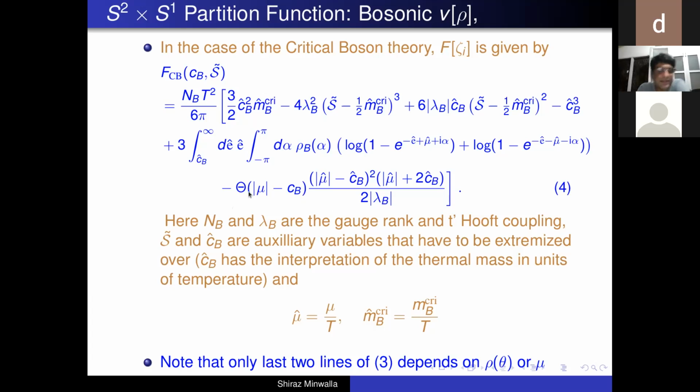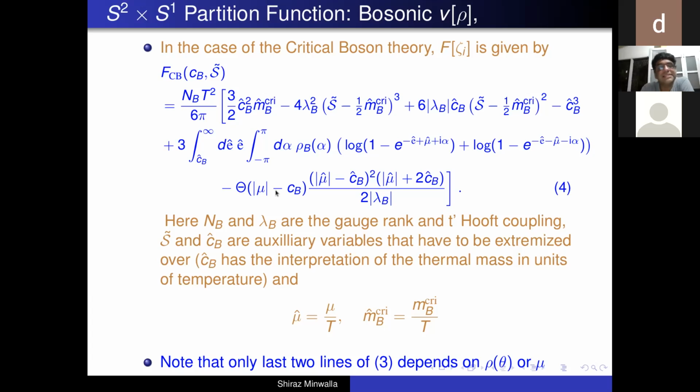There's a theta function. It looks to start with non-analytic, though it gives rise to an analytic free energy. There's a theta function that kicks in only when the chemical potential is larger than the thermal mass, the CB, though I didn't tell you that, I've said it here in the slides, has a physical interpretation. The interpretation is that of the thermal mass of our theory. Okay, the thermal mass of the bosons at this temperature T.